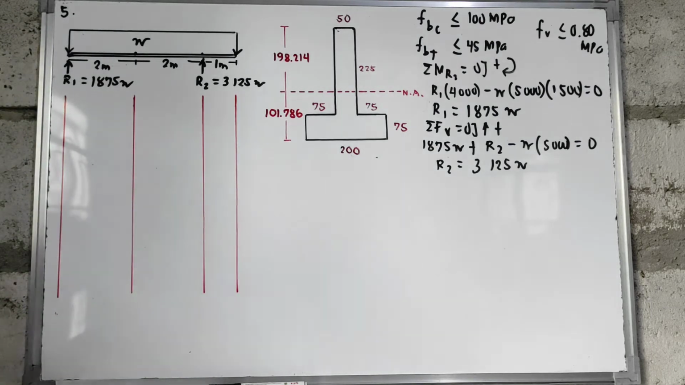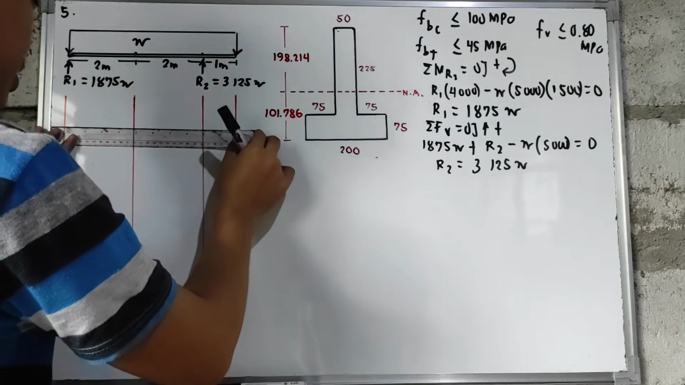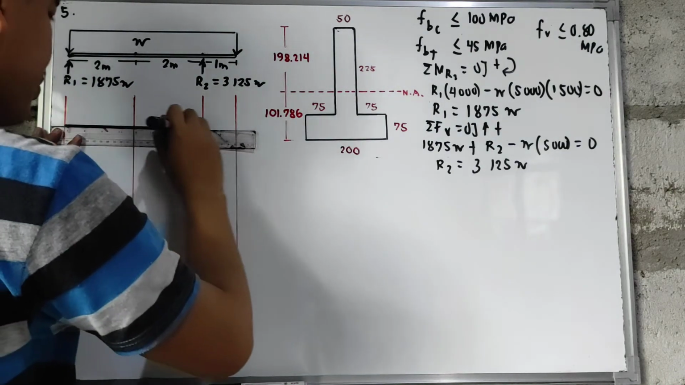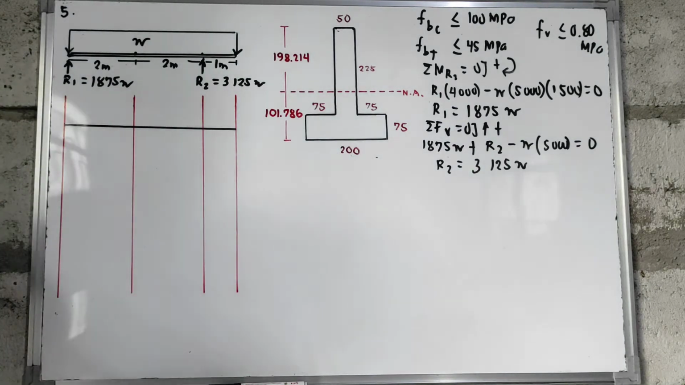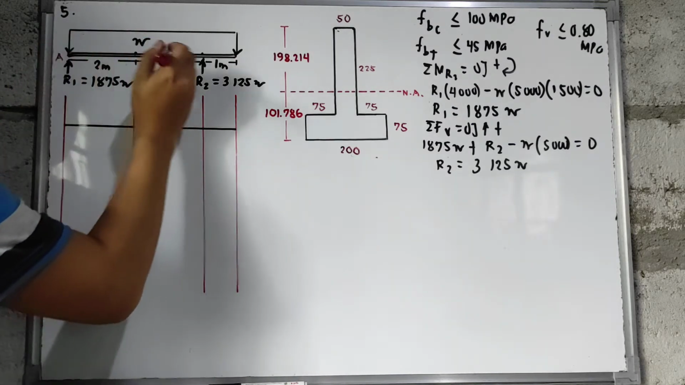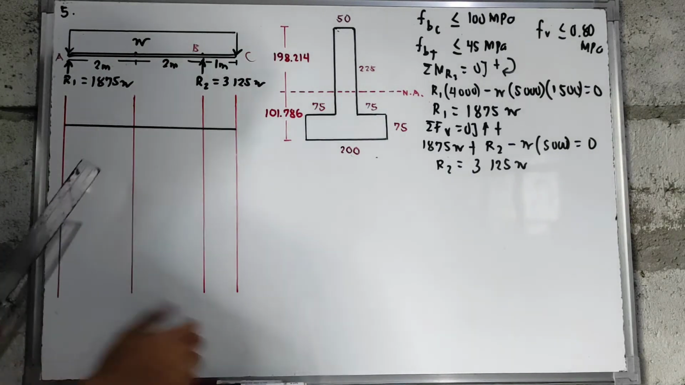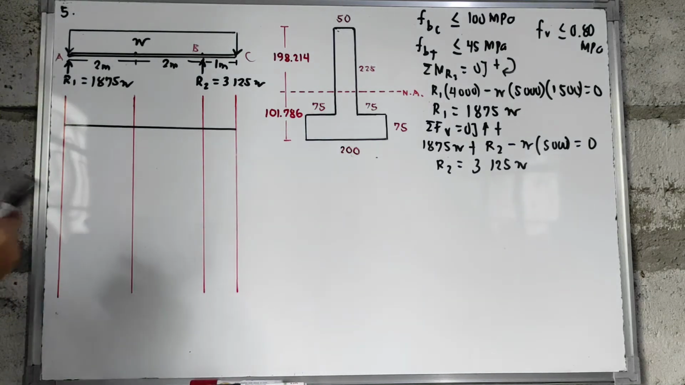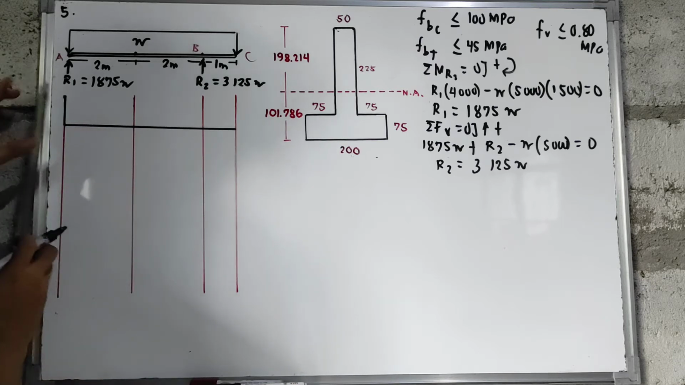So for this example, hanapin muna natin yung shear diagram natin. So syempre, we will have, so at this point, meron tayo. So let's say ito yung mga points natin. So we have point A, point B, and point C. So at point A, tataas yung diagram natin ng 1,875W.